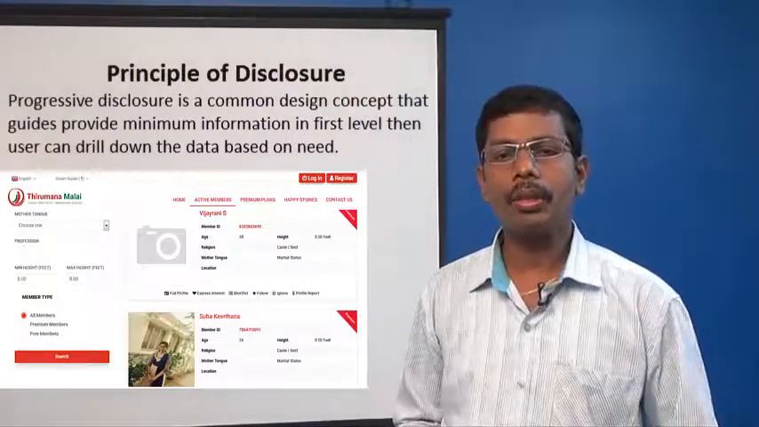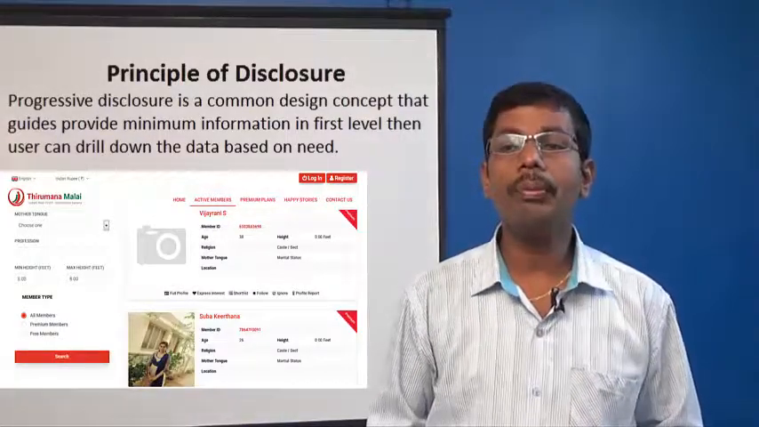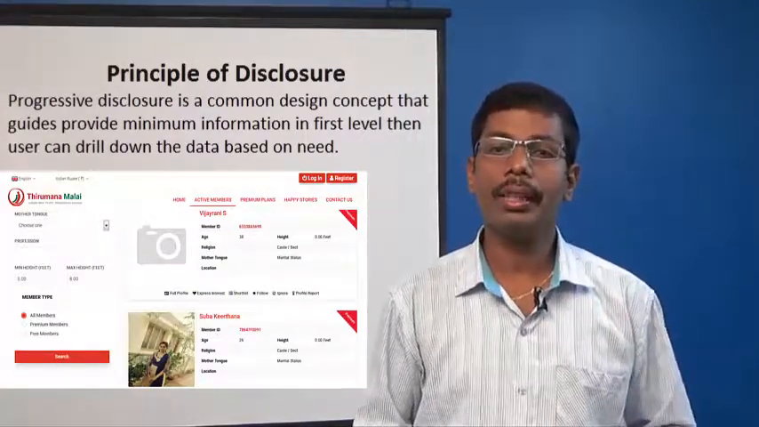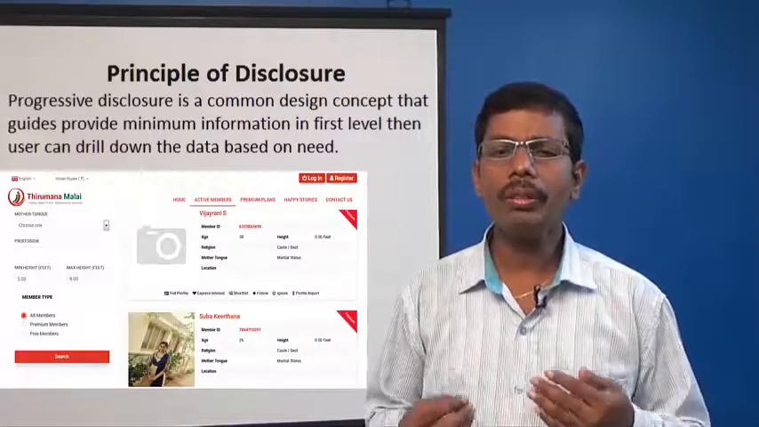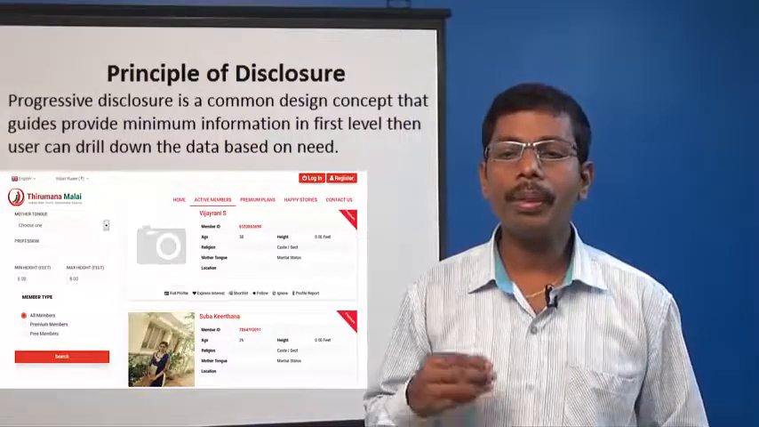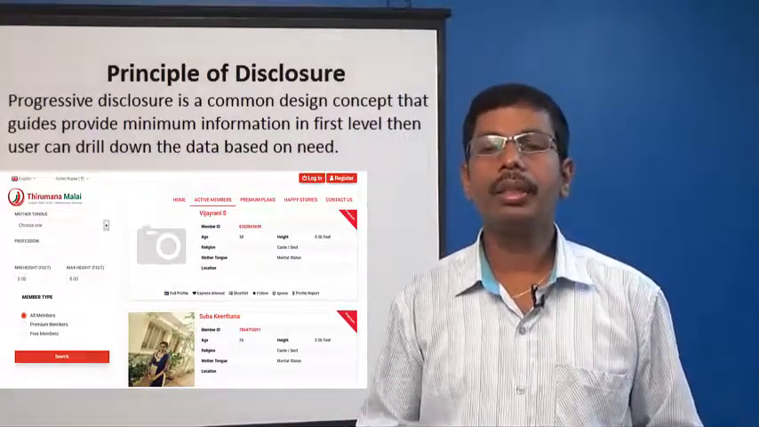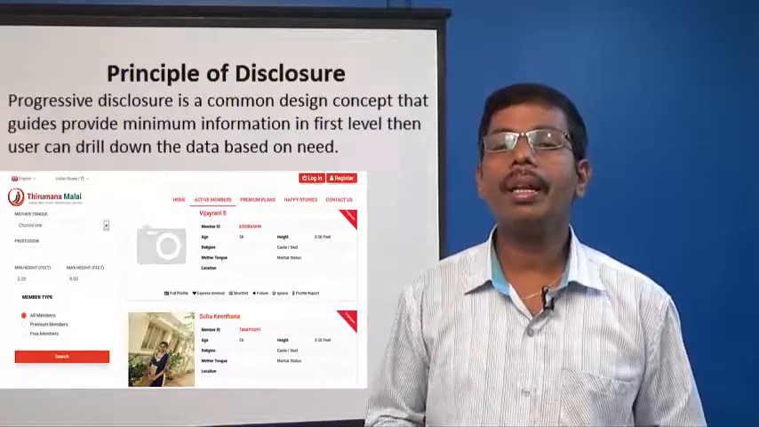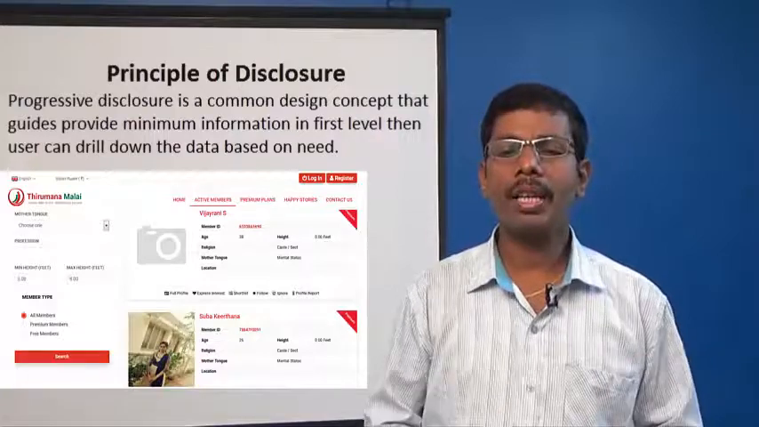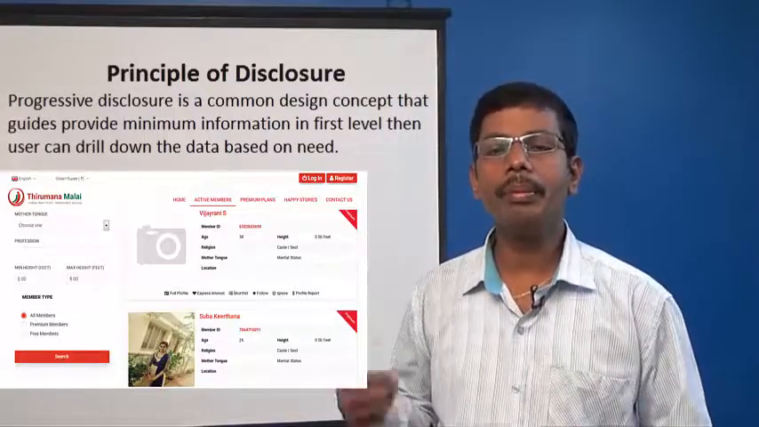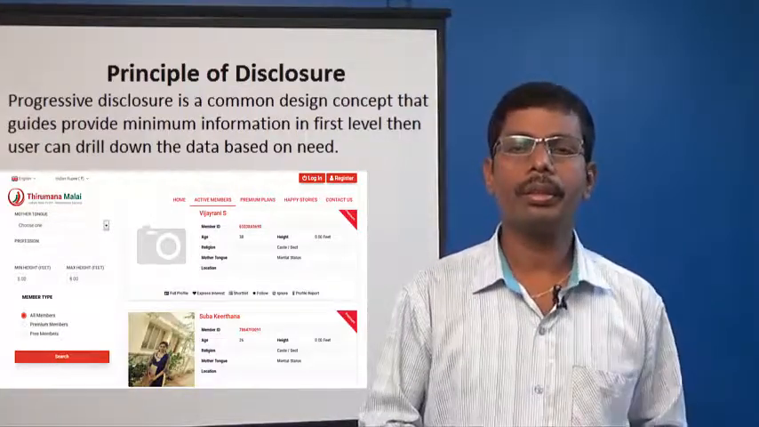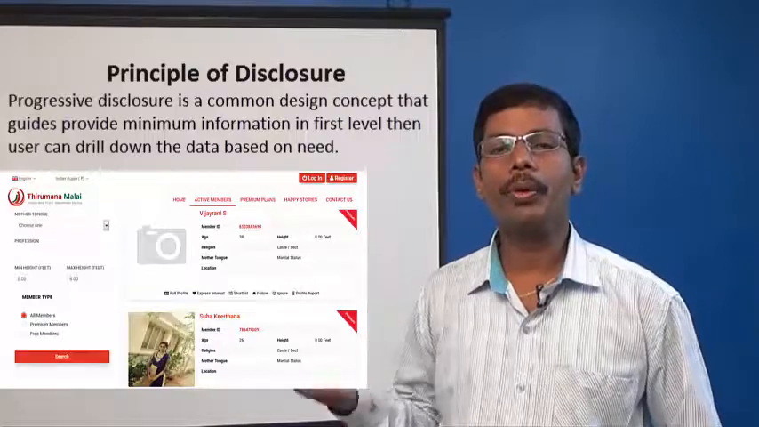Principle of disclosure. Show only enough information to help people understand what kinds of information they will find as they dig deeper. Progressive disclosure is a common design concept that guides you to provide minimum information at the first level, then users can drill down to the data based on the need. In matrimony websites, user profiles are listed with minimum information and a featured photo. If the user wants more information, they can drill down to view more.